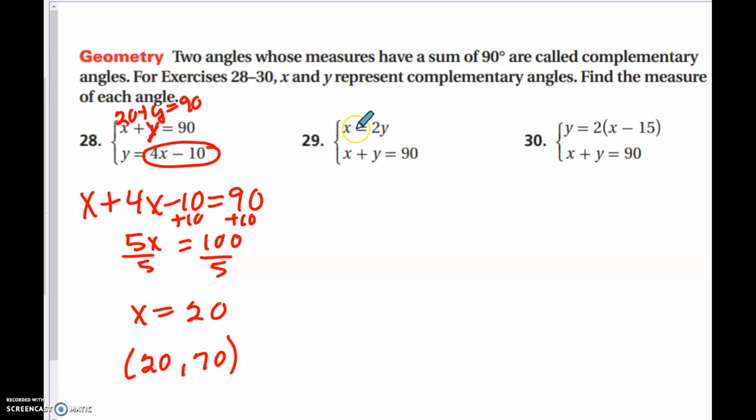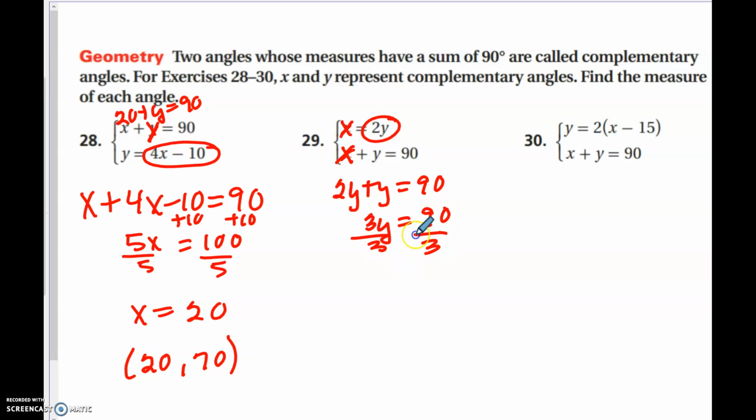All right, and 29, wherever I see an x, I'm going to put in 2y. So wherever I see x, I'm going to put in 2y plus y equals 90. So 3y equals 90. Divide by 3. So y is 30. Now if we put 30 in here, we're going to take 2 times 30. So I get 60 comma 30.